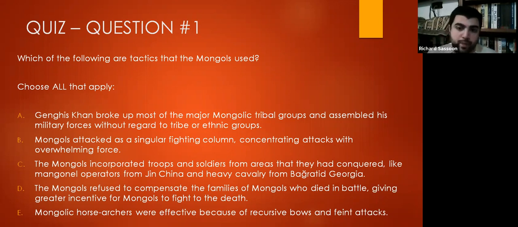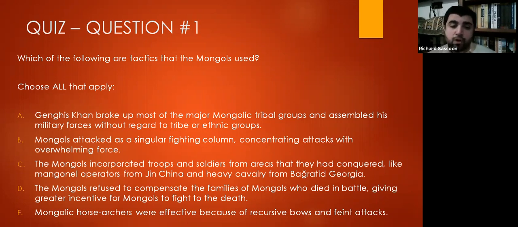Georgia was under the Bagratid dynasty pretty much since it's one of the longest surviving dynasties in world history. It was over 1,000 years that dynasty survived until Georgia was conquered by Russia. You had mangonels coming from Jin China. You had heavy cavalry from Georgia. The Mongols integrated the specialized soldiers from the areas that they conquered into their military. And that was a huge part of how they were able to be successful.